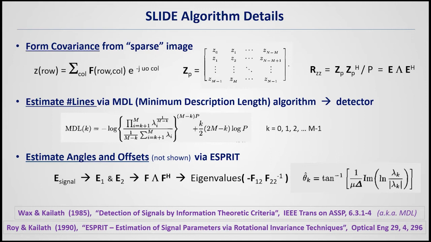It has a complicated formula. That basically serves as the detector, and then, once you have 0, 1, 2, 3 number of lines, you attempt to estimate the angles and the offsets using an algorithm called ESPRIT, which basically just takes your signal subspace, does another type of eigen decomposition, and estimates the angle theta as well as the position offset x. All the details are in the 2 references that are listed on the bottom of the page.